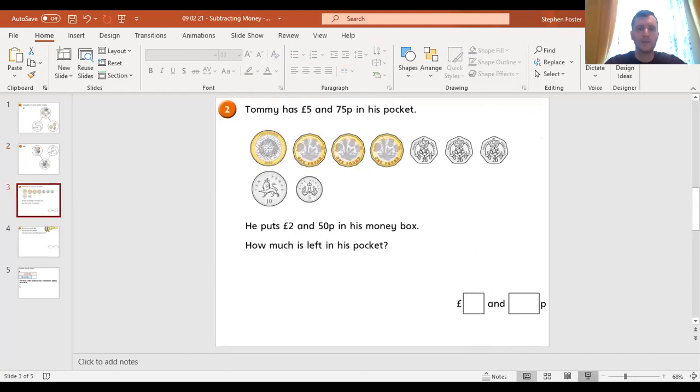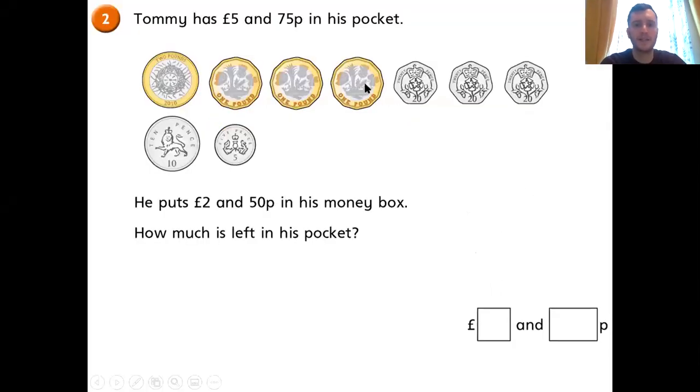Next one. Tommy has £5 and 75 pence in his pockets, and you can see that money there. He puts £2.50 in his money box. How much is left? Have you got that one? Now let's look at that one together then.